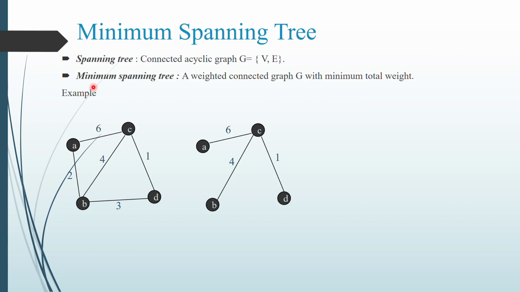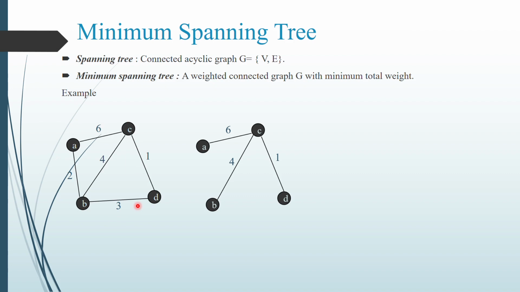Next we'll see what exactly a minimum spanning tree is. If you want to find a minimum spanning tree, to get that minimum you require a weighted graph. A weighted graph means edges with weights, so a weighted connected graph with minimum total weight. Now this is the graph, and this is a weighted graph and also a connected graph. But here you have cycles, and that's why you don't call this one a spanning tree.